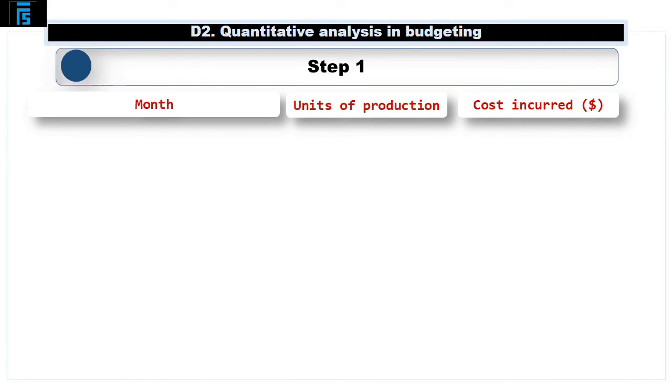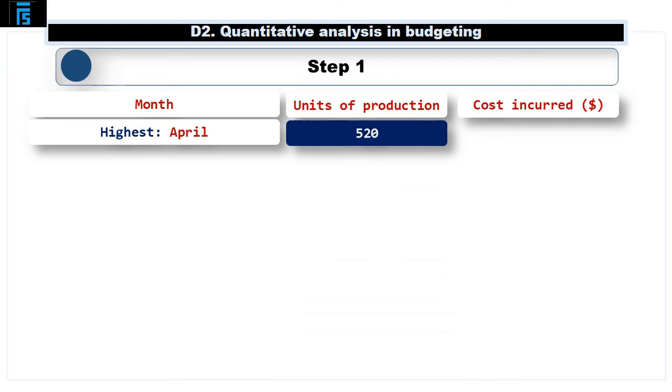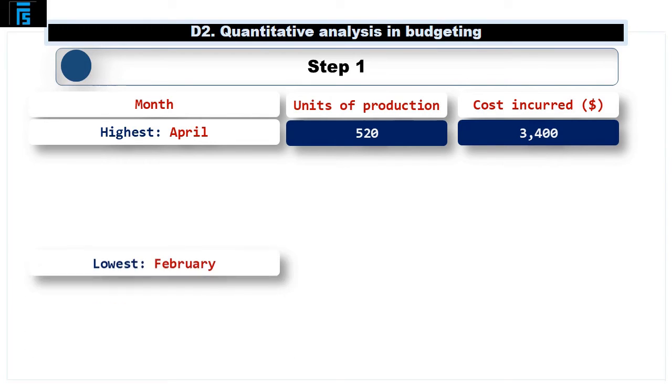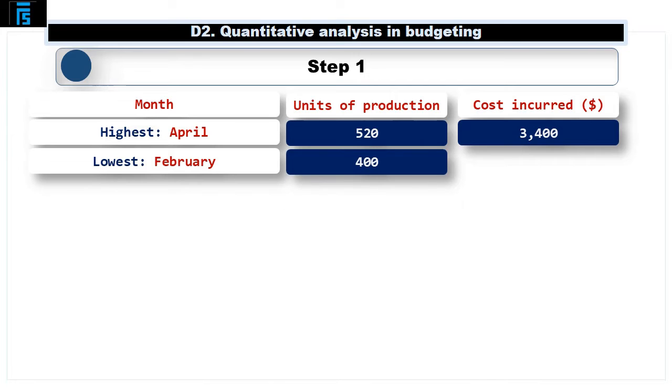High-low analysis follows a four-step approach. Step 1 is to select the highest and the lowest activity levels and their associated total costs. The highest level of production occurs in the month of April, when 520 units are produced. The total cost at this level is 3,400. The lowest activity level occurs in the month of February, when 400 units are produced, and the total costs incurred here are 3,160.